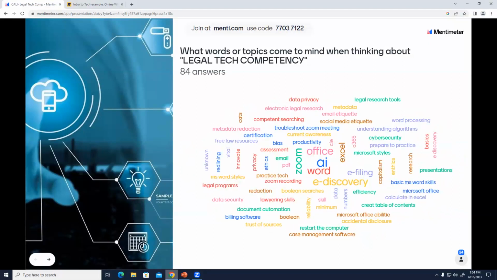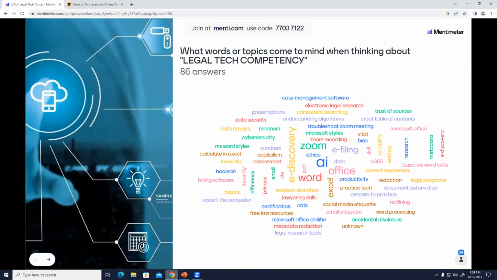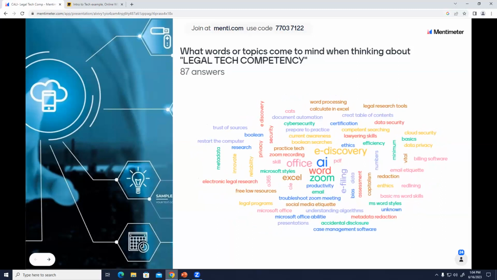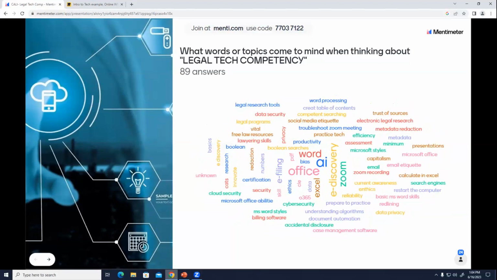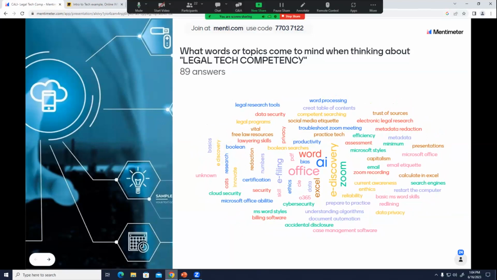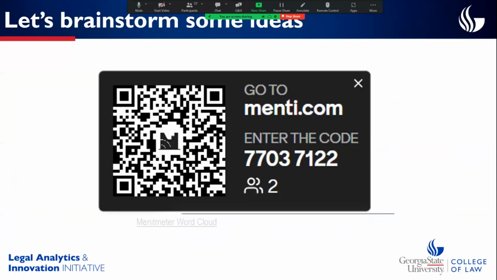So the point of doing this, and I'm going to leave it up just a little bit longer, is to point out that when people talk about tech competency, it's not very well defined, and different things come to mind for different people depending upon their context or their job or their role or what they're preparing their students for. So I'm going to go back to the PowerPoint, and let's talk a little bit more about that.